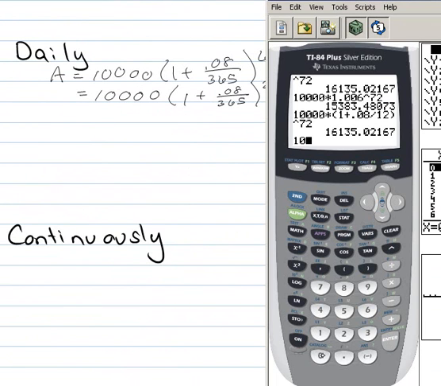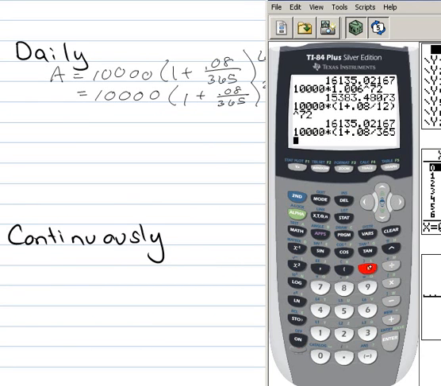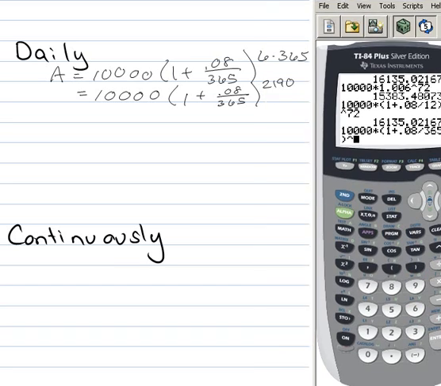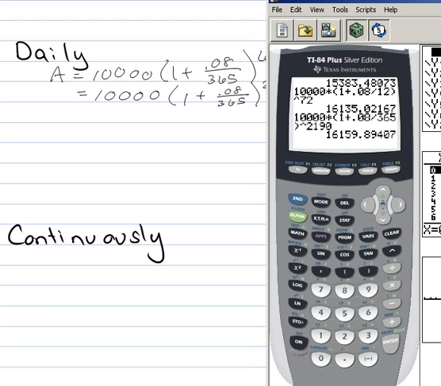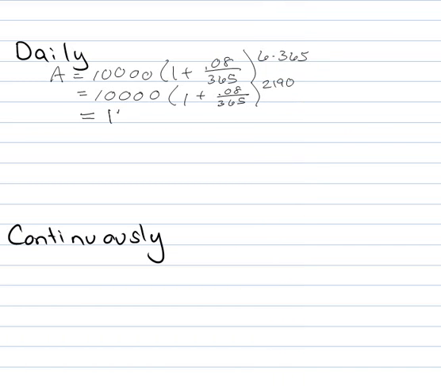Alright, so now I'm going to do my last one of these. 10,000 times 1 plus 0.08 divided by 365 to the 2190. And I'm going to get 16,159.89.